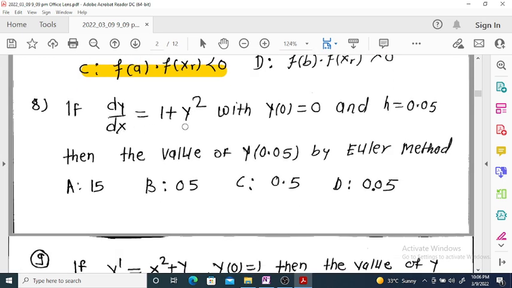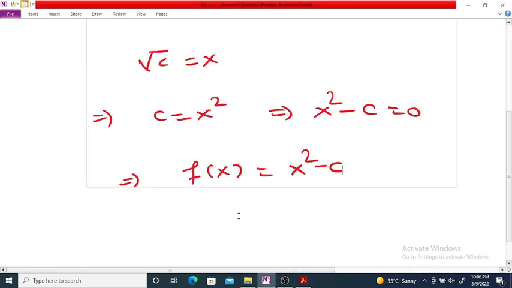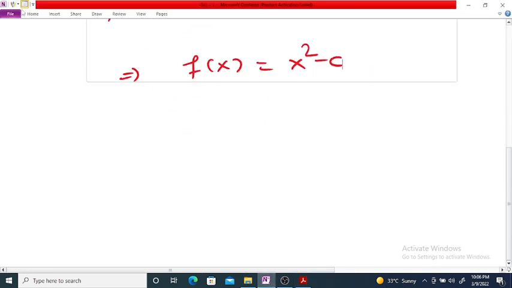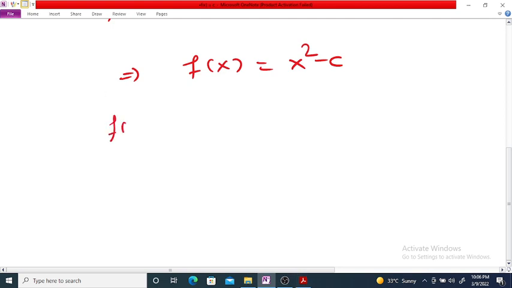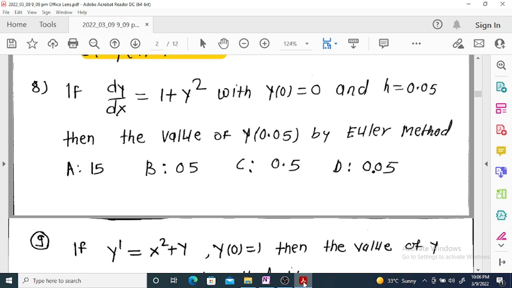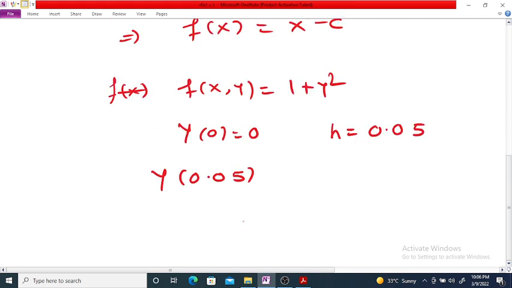If dy by dx is equal to 1 plus y square with y0 equal to 0 and h is equal to 0.05, then what is the value of y of 0.05 by using Euler method? Now the given y dash is equal to dy by dx is equal to 1 plus y square. So here f of x y is equal to 1 plus y square, and the initial conditions are y0 equal to 0 and h is equal to 0.05, and we want to determine y of 0.05 by using Euler's method.